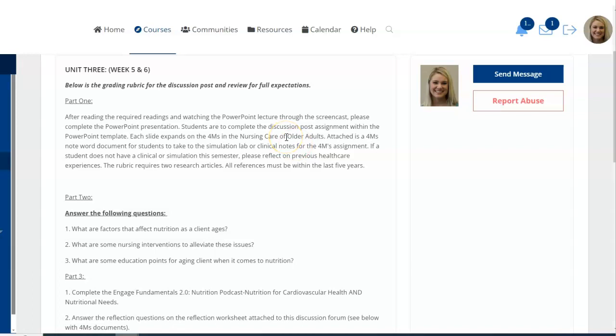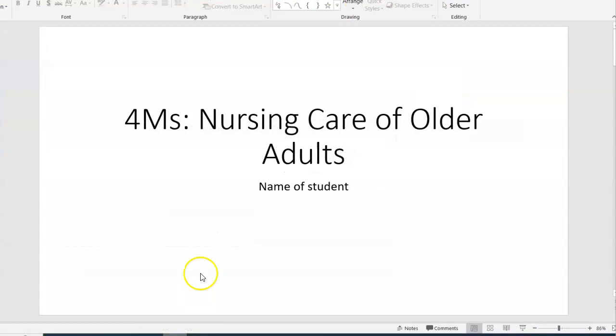With this, you can utilize previous clinical experience, current clinical experience, or work experience. You can also utilize simulation lab if you've done that before as well. Really any type of older adult client experience you can utilize for this presentation. So let's first look at that.